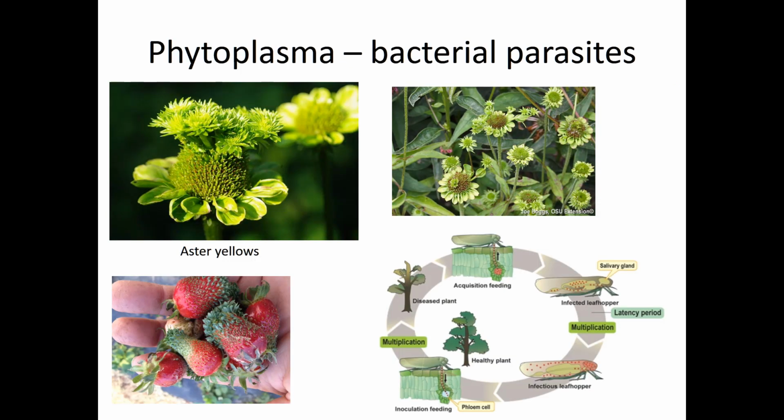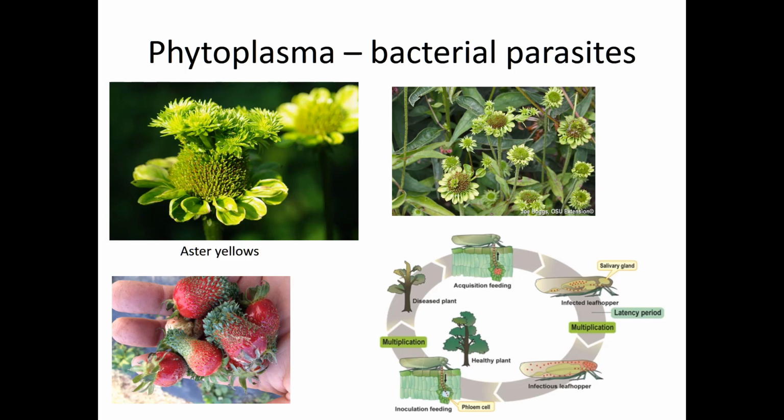Phytoplasma are bacterial parasites, and they're a little bit different, but they have some similarities. These are obligate bacterial parasites of plant phloem tissue, so they are isolated only in plant phloem tissue. And insects are vectors for the plant-to-plant transmission of these bacteria. Aster yellows, which you see in the upper left-hand corner, is a chronic systemic plant disease caused by a bacterium-like organism called a phytoplasma. It kind of acts like a virus, but it's also a bacteria.